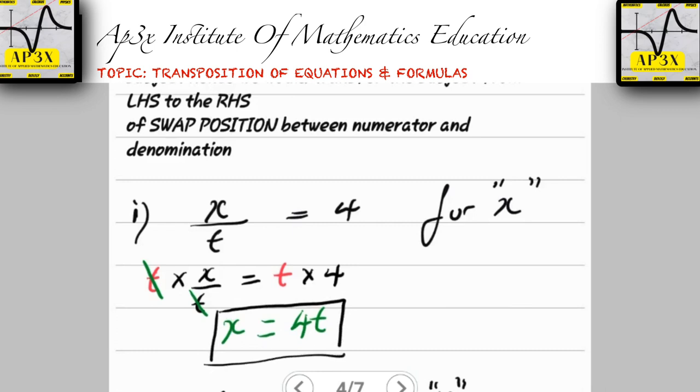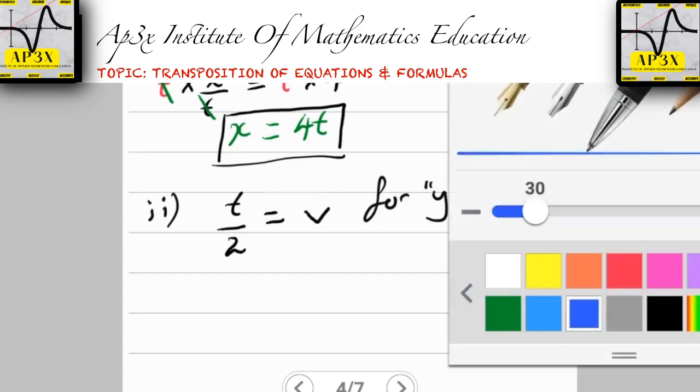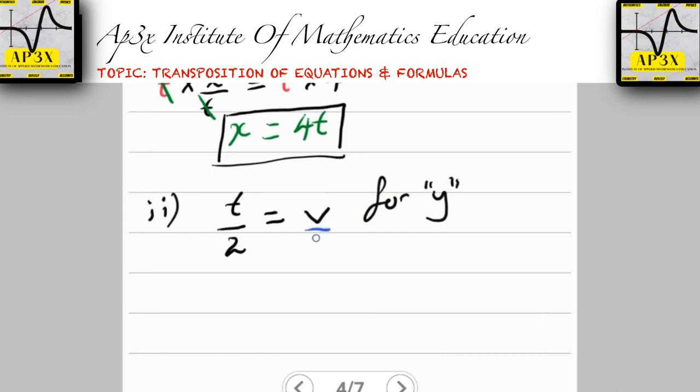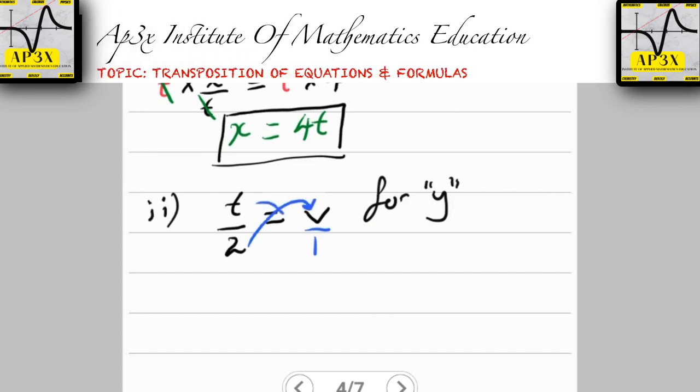Now, it also says here that we can actually cross multiply. What does it mean to cross multiply? It simply means that if I have an example, let's say here t over 2 equals v, I could simply go ahead and put the v over 1 and we can go ahead and cross multiply.